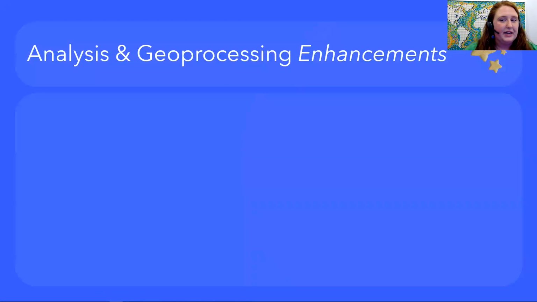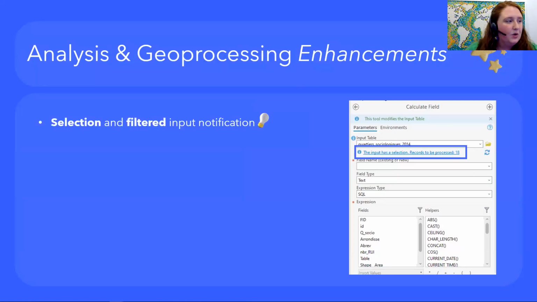Let's get started with analysis and geoprocessing changes. Not everything that was added to the software is a new tool, but there are some long-awaited enhancements here that make the software just a little bit easier to use. Small changes that'll make a big difference in your daily workflows. One of the first ones is the selection and filtered input notification. You can see an example of what that looks like on the screen here.